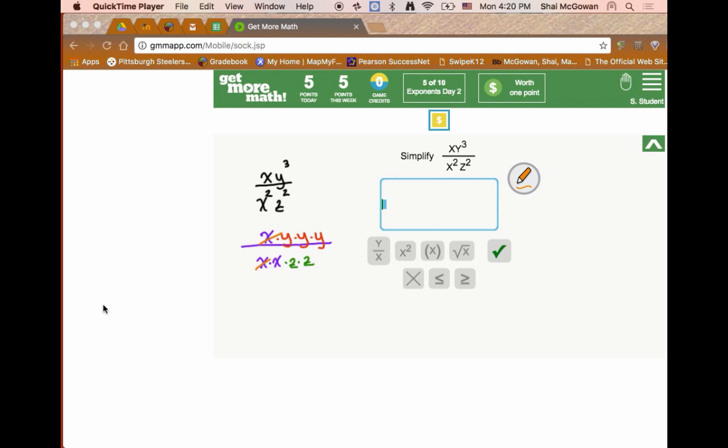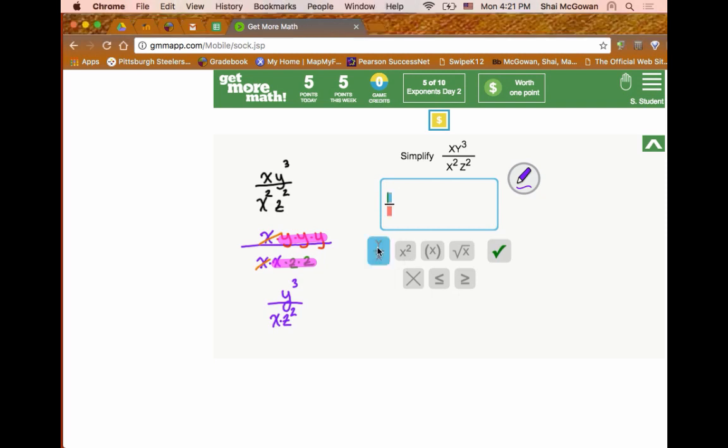What would be our answer? So we have this left on top. We have this left on bottom. So to write that as an answer, it's going to be y cubed over x times z squared, because you have 3 y's being multiplied on top, you have an x, and you have 2 z's being multiplied on bottom of the fraction. So we're going to type y to the third, x z to the second.